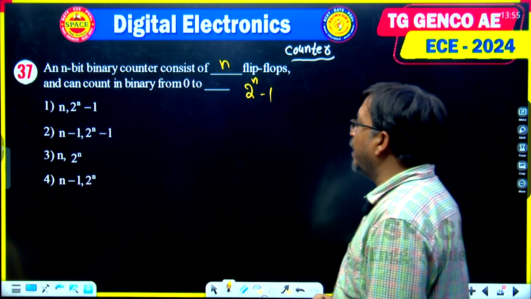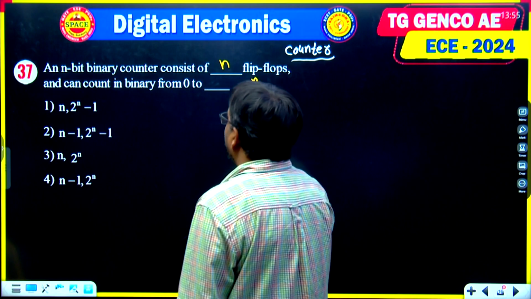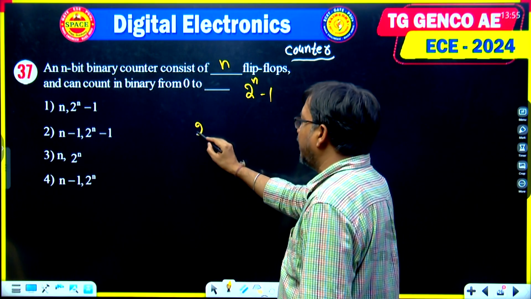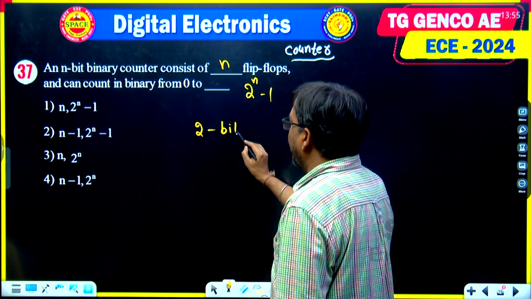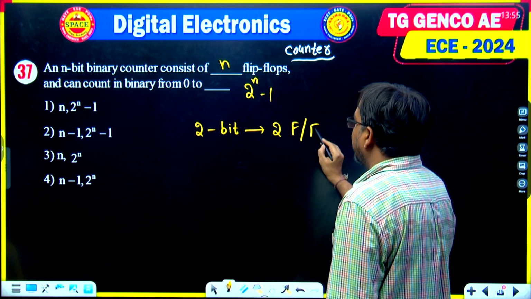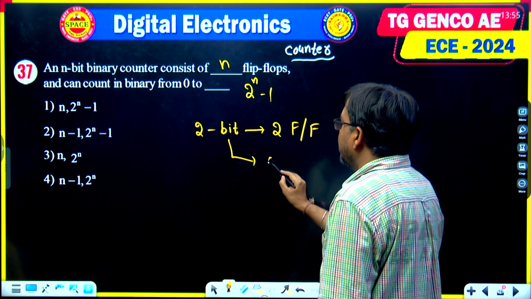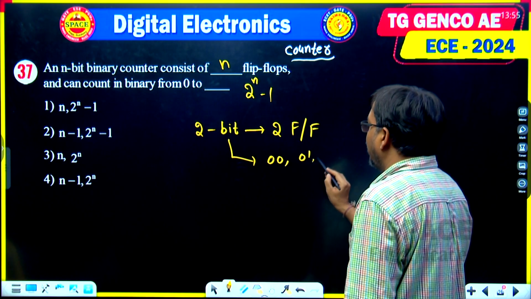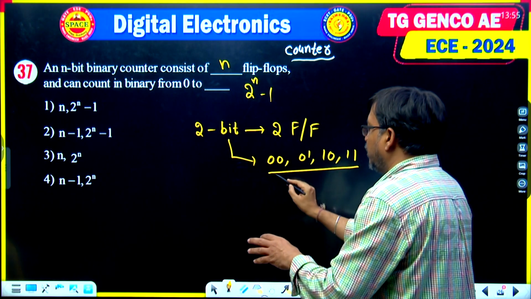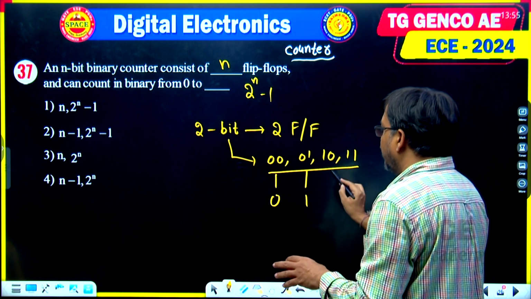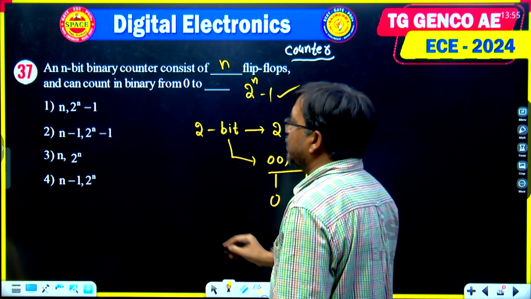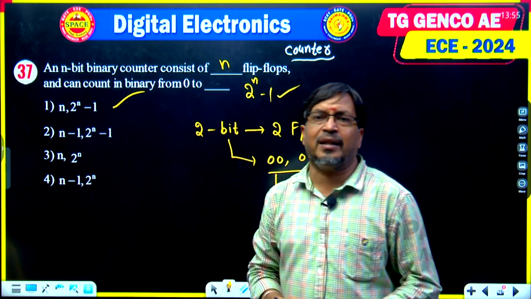Hence, n flip-flops count up to 2 power n minus 1. Suppose, for example, a 2-bit counter. A 2-bit counter needs how many flip-flops? 2 flip-flops. This 2-bit counter is used to count 0 0, 0 1, 1 0, 1 1. Totally how many? 0 0 means 0, 0 1 means 1, 1 0 means 2, 1 1 means 3. So from this formula 2 power n minus 1, option 1 is the correct answer.